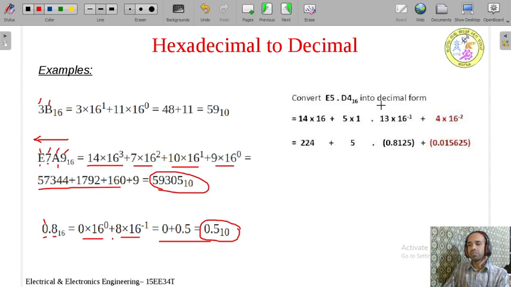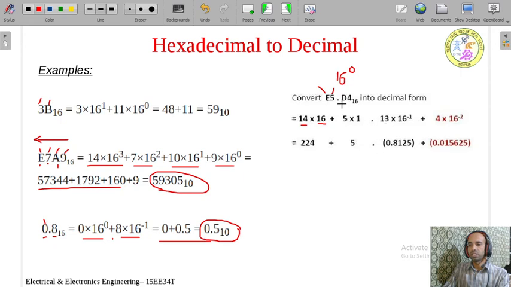Similarly, we have this number, convert it to decimal: E5. Multiply this with 16 power 0 and this with 16 power 1. So it is 5 into 1. Why is it 5 into 1? Because we know that 16 power 0 is nothing but 1. Any number power 0 is 1. So 5 into 1. And E is nothing but 14, into 16 power 1. 16 power 1 is 16. Put the dot as it is.